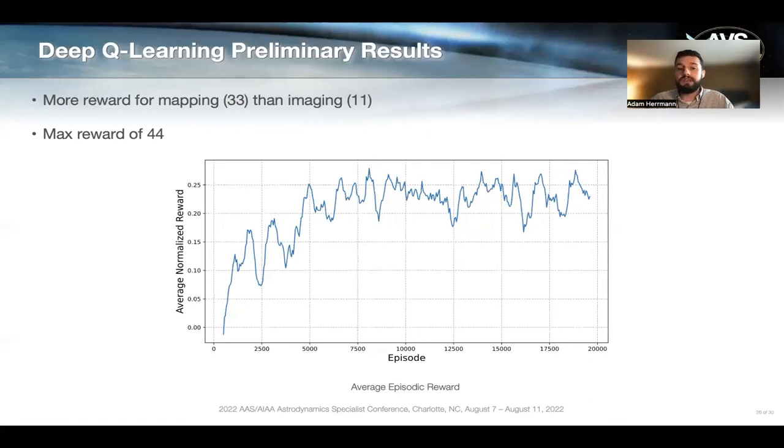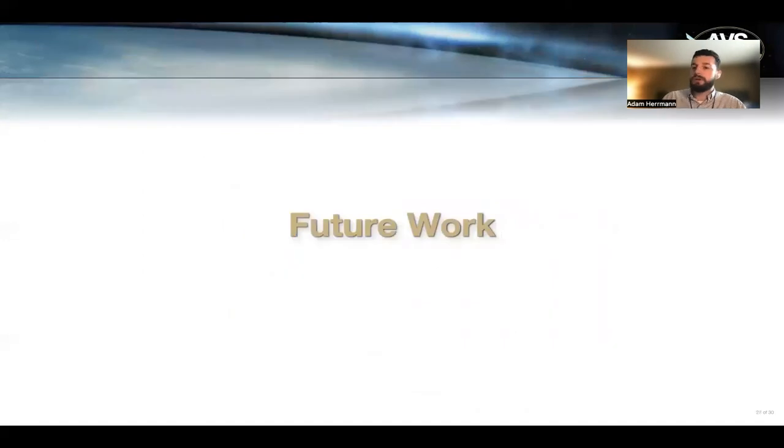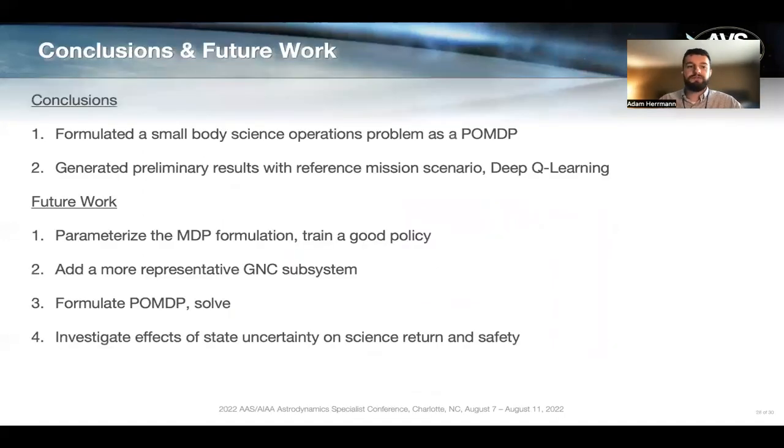So here you can see that when we normalize the reward again, we get between 20 and 25% of the maximum reward. This isn't the 90% we want to see, but it's a lot better. So it's kind of steps like these that we have to take and iterate on the problem until we get the performance that we want. So I'll discuss conclusions and future work.